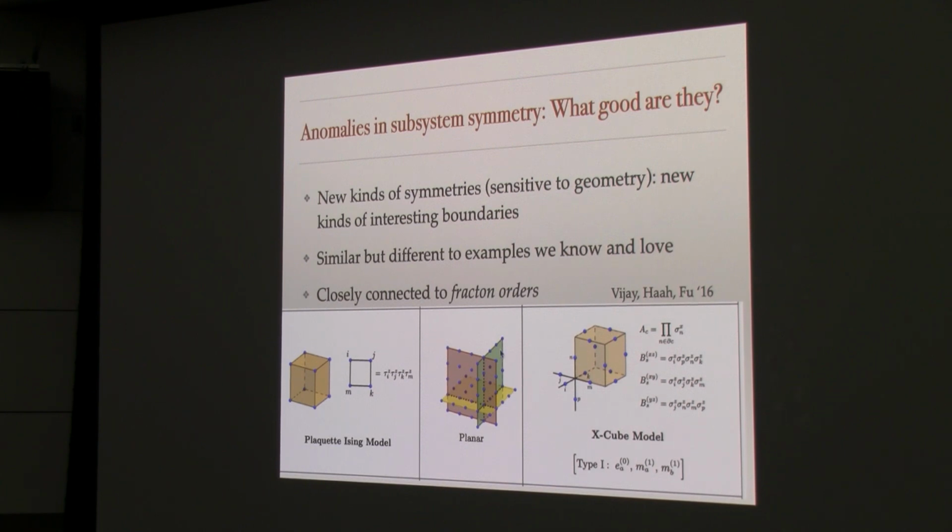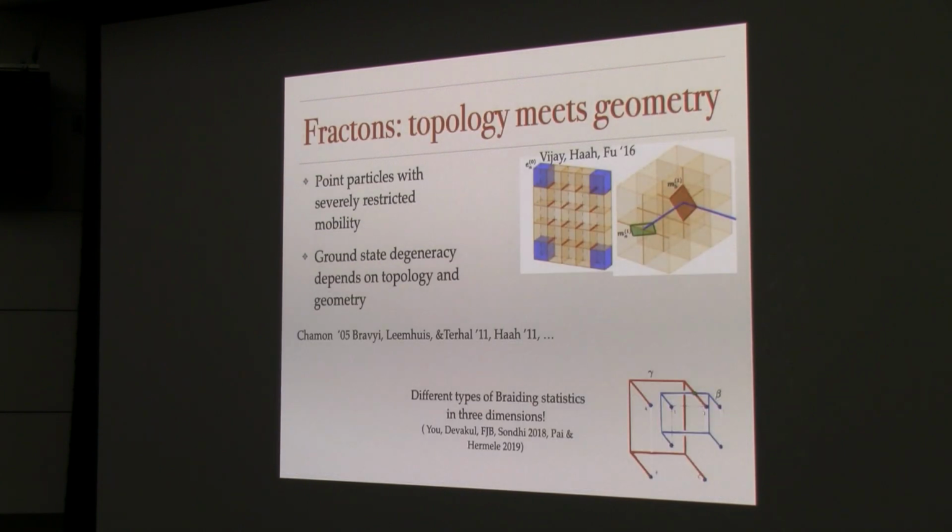It's a kind of interesting analog where we have statistics and point particles, but instead of having point particles that can move in any way, we have point particles with restricted mobility, and so we can get these kind of emergent statistics in these three-dimensional systems. And so one of the interesting things that we get out of subsystem symmetry is some picture of what kinds of statistics we can have in these systems.